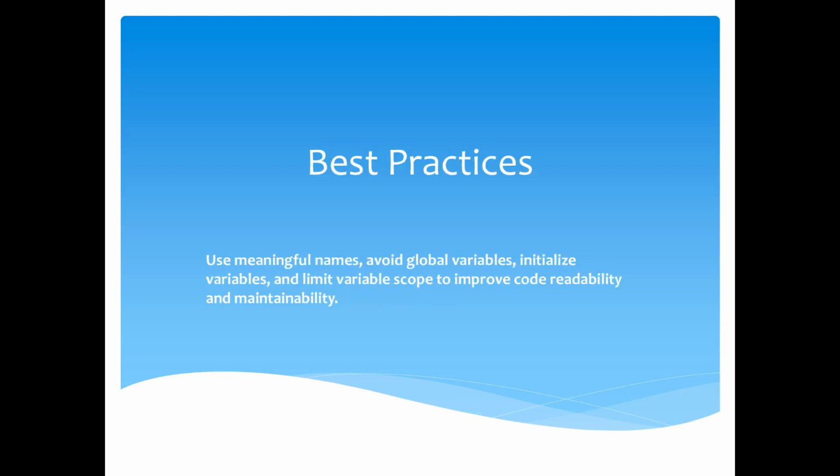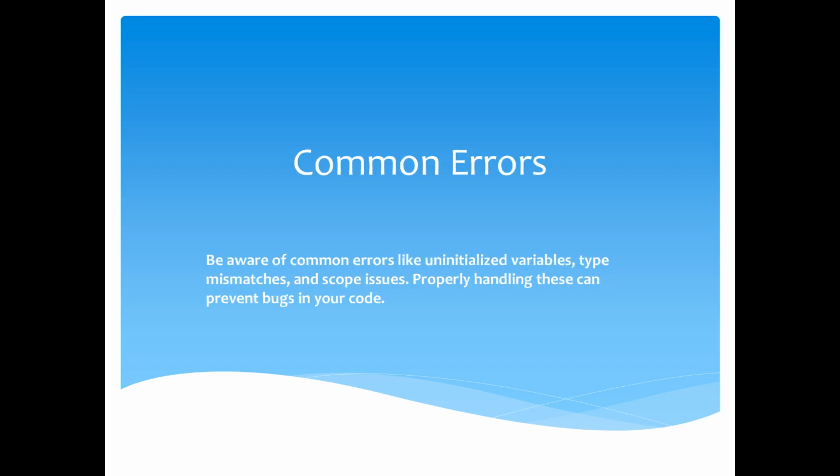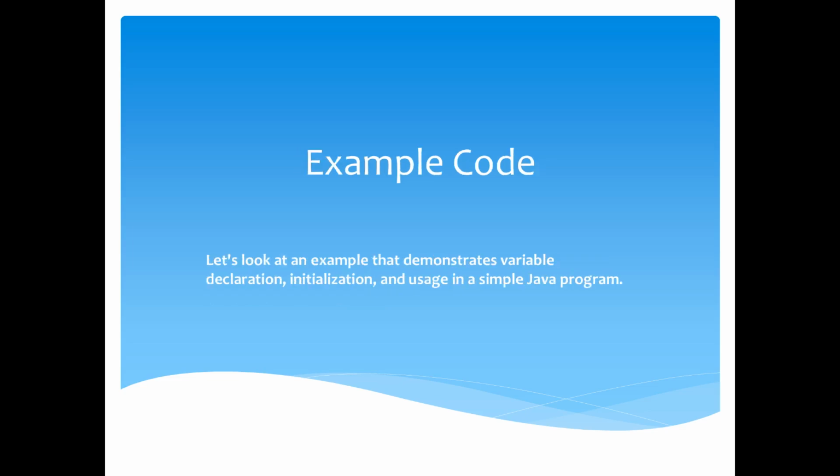Best practices. Use meaningful names, avoid global variables, initialize variables, and limit variable scope to improve code readability and maintainability. Common errors. Be aware of common errors like uninitialized variables, type mismatches, and scope issues. Properly handling these can prevent bugs in your code. Example code. Let's look at an example that demonstrates variable declaration, initialization, and usage in a simple Java program.